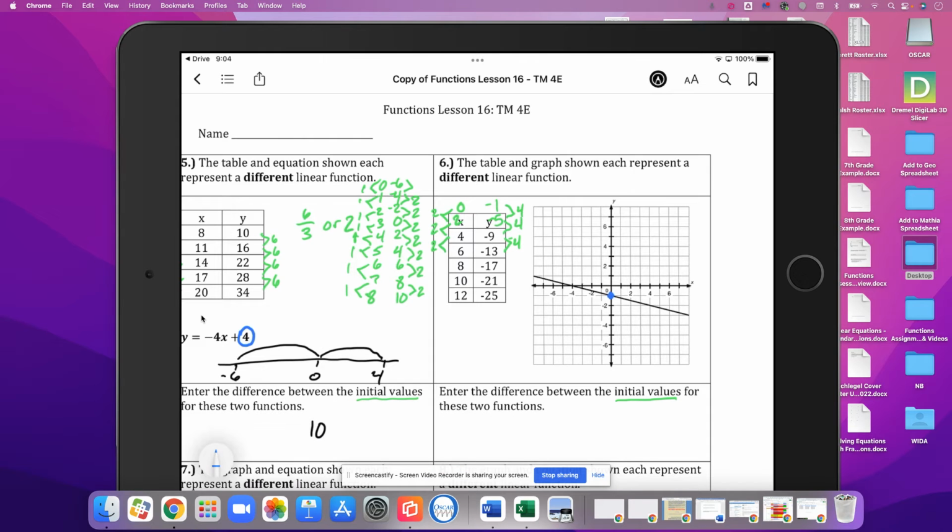And on the graph, we see that our initial value is negative 1 also. So they are both negative 1, so the difference between them is 0.